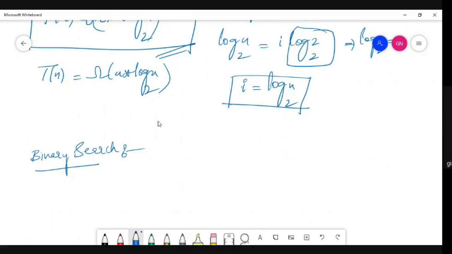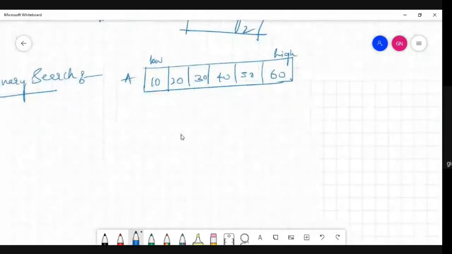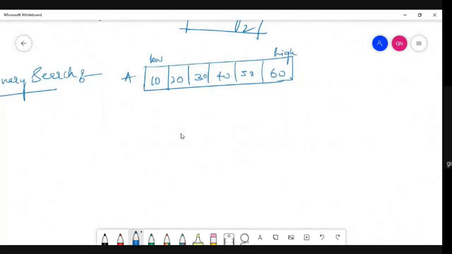What is that? In a binary search, you all know about this. You have an array here, and of course that is sorted, right? It is 10, 20, 30, 40, 50, 60. I'll take this as low and this as high. Now what I'll do is simply calculate the mid element.